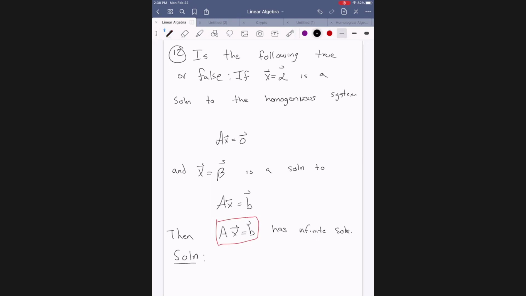So first thing I would do is be like, okay, I know this, so let's see. Let us have x equals alpha plus beta, something like this, okay?